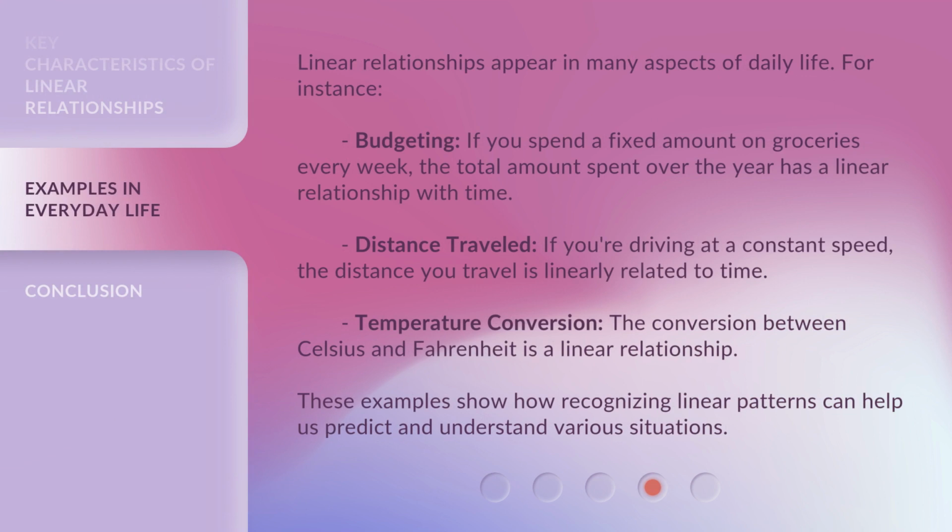Linear relationships appear in many aspects of daily life. For instance, budgeting. If you spend a fixed amount on groceries every week, the total amount spent over the year has a linear relationship with time. Distance traveled. If you're driving at a constant speed, the distance you travel is linearly related to time. Temperature conversion. The conversion between Celsius and Fahrenheit is a linear relationship. These examples show how recognizing linear patterns can help us predict and understand various situations.